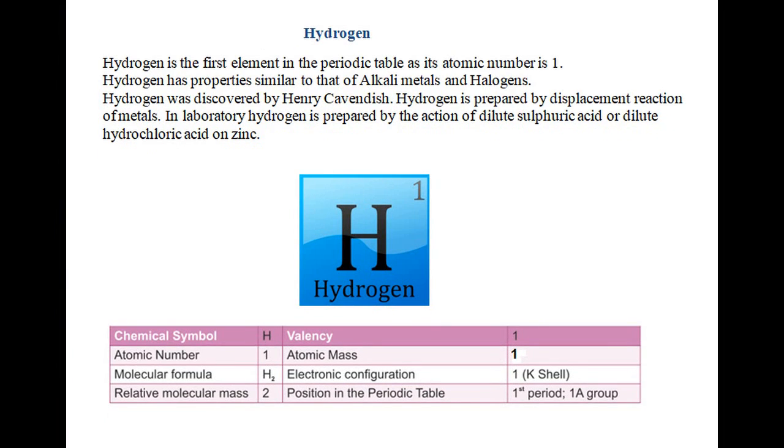Hello everyone, in this video we'll study about hydrogen, the first element in the periodic table which has atomic number 1. It has properties similar to that of alkali metals and halogens. Hydrogen was discovered by Henry Cavendish and is prepared by displacement reaction of metals. In laboratory, hydrogen is prepared by the action of dilute sulfuric acid or dilute hydrochloric acid on zinc. In this video, we'll study all this in detail.